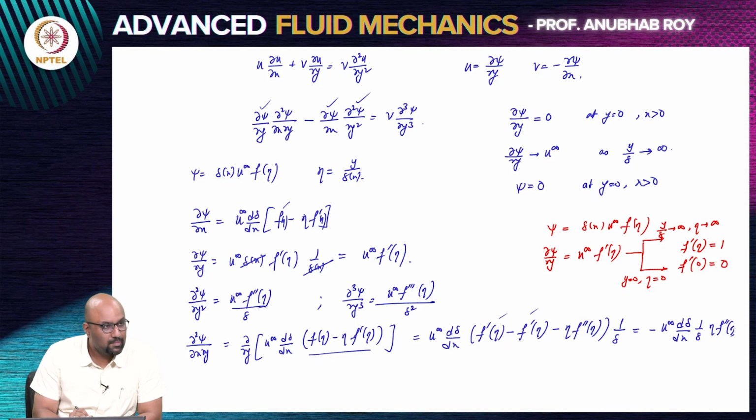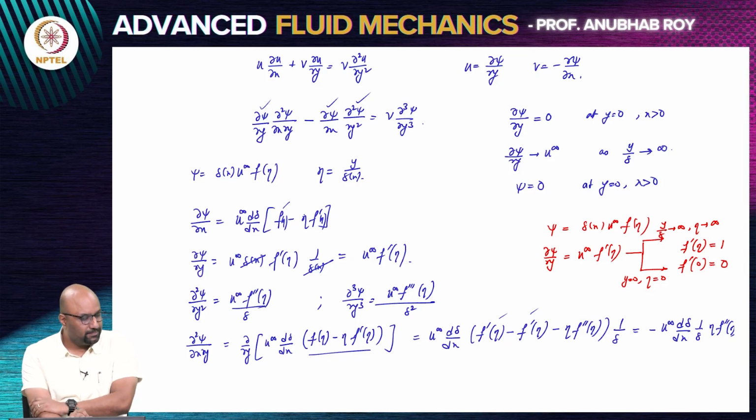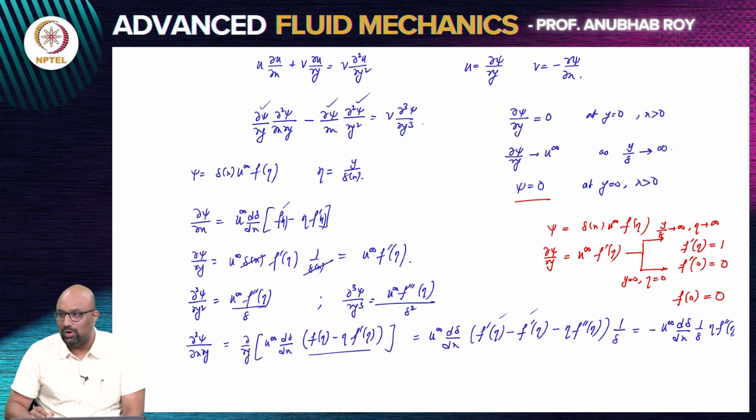Right? Because ∂ψ/∂y approaches u infinity, which means f dash of eta should approach 1. What is the other boundary condition at the plate? Psi is equal to 0, which means f of 0 is equal to 0.